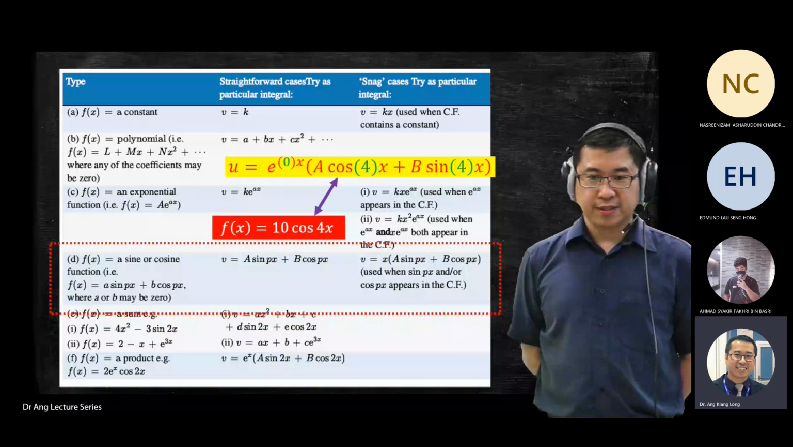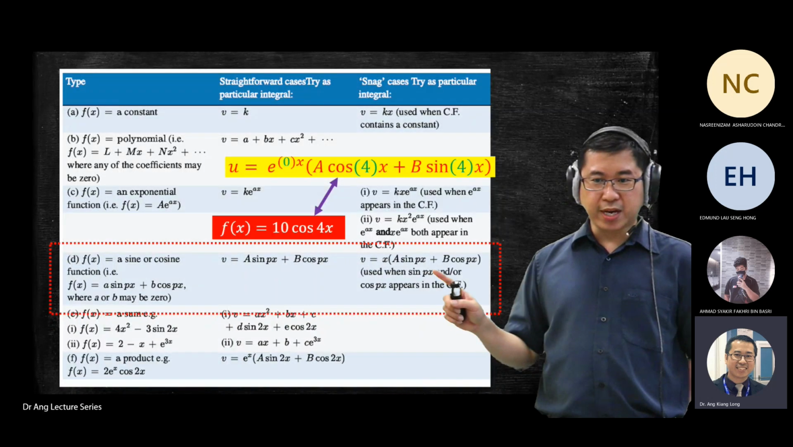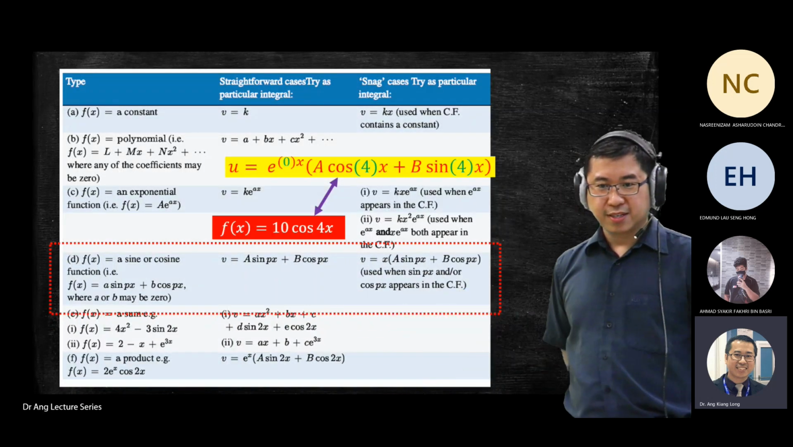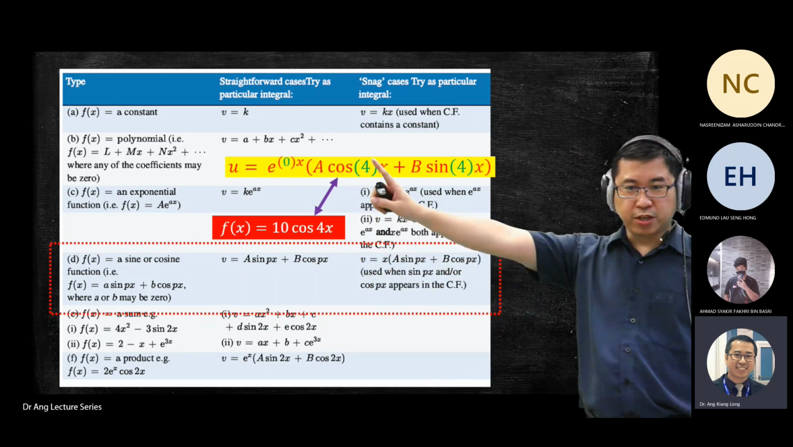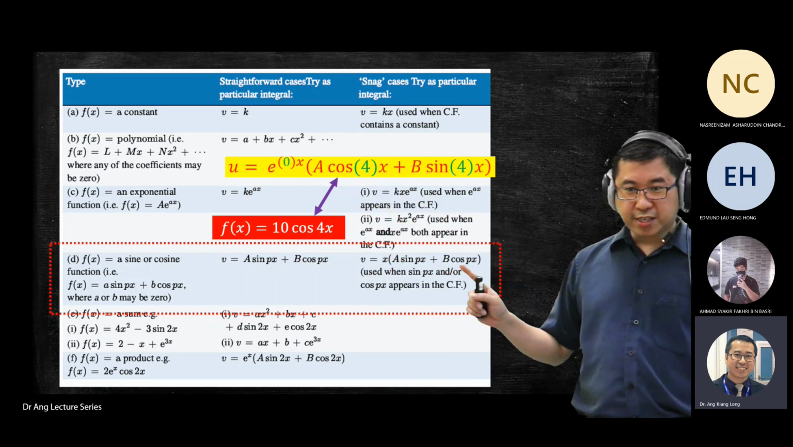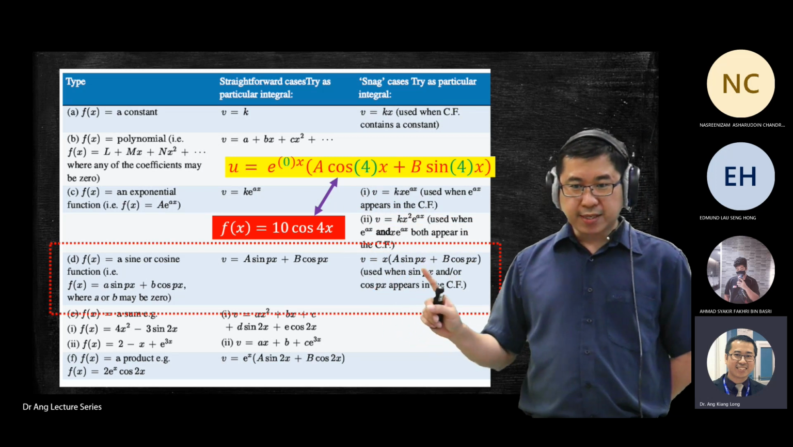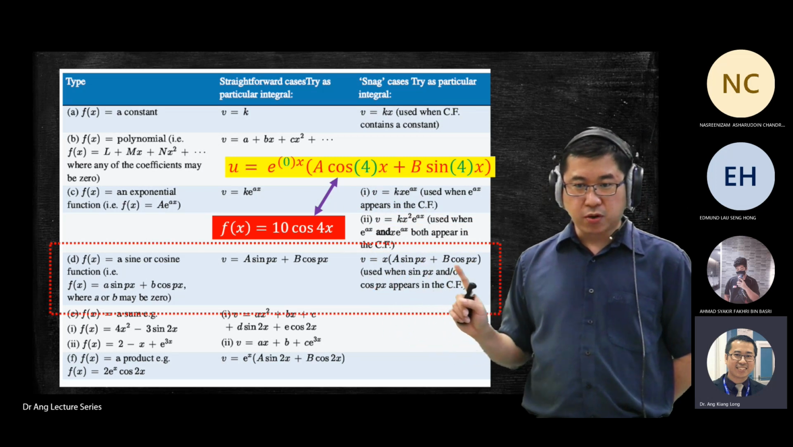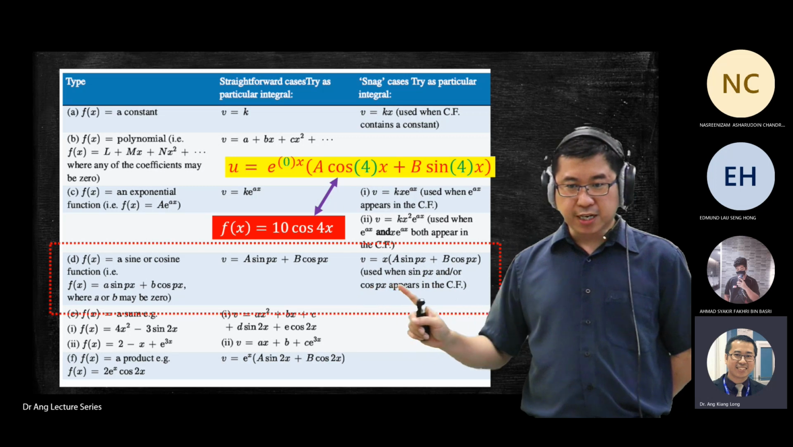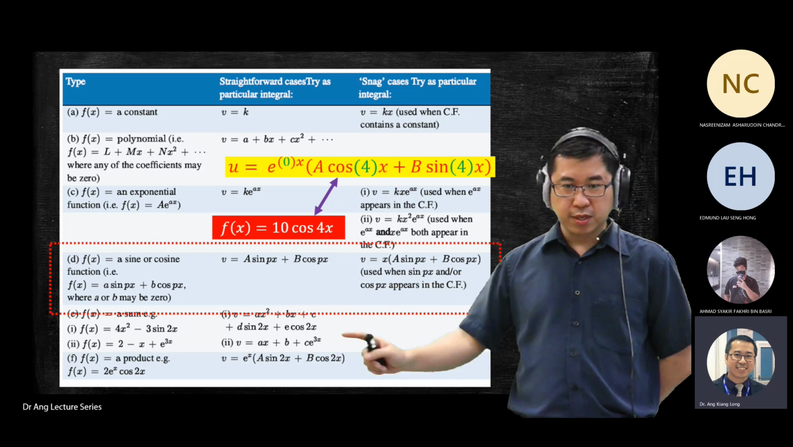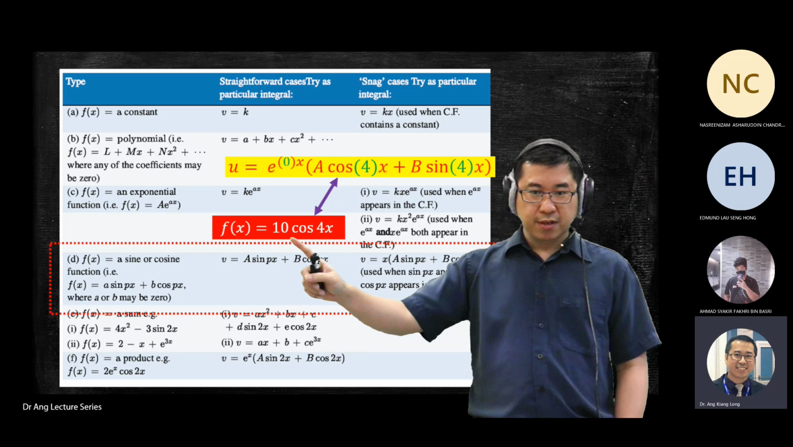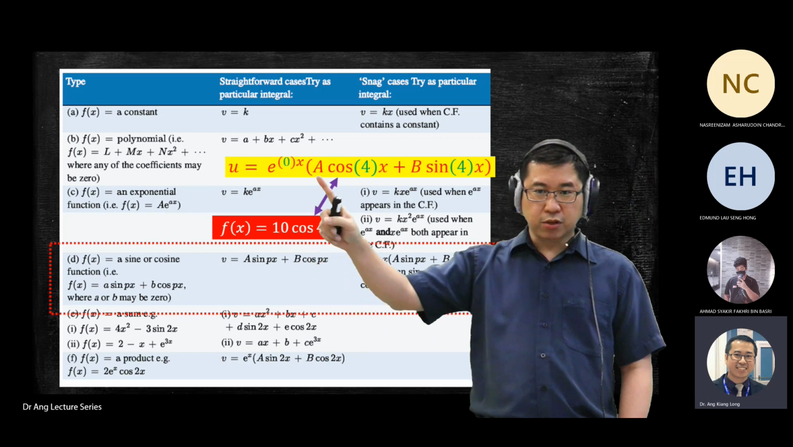Any question why you can use this side and not this side? You put fx and u side by side. Read this statement. When can you use this one? When sine px and or cos px appeared in your u or your cf. This is your fx. This is your u.